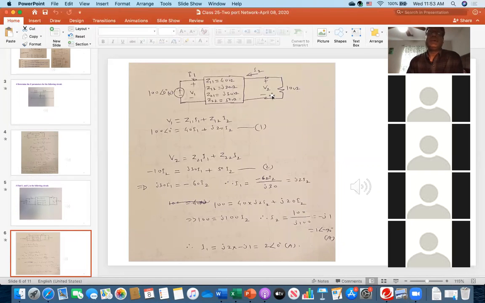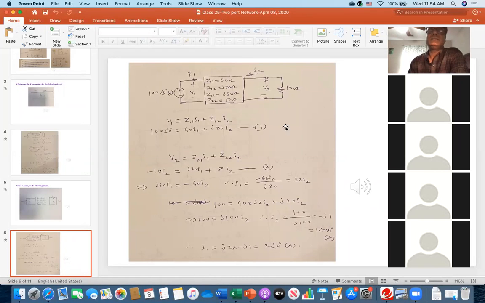Again, I have redrawn the network, and I have written down those 2 basic generalized equations. V1 is Z11 I1 plus Z12 I2. All values are given. You just plug in those numbers. What is the V1 value? This is the left side source, 100 at an angle of 0. Z11 value 40. All were given. I1, Z12 were given. And then I2. So you get equation number 1.